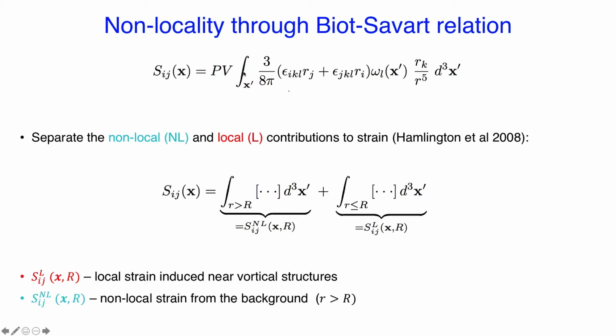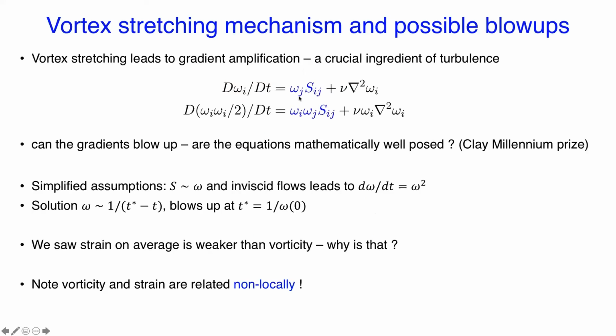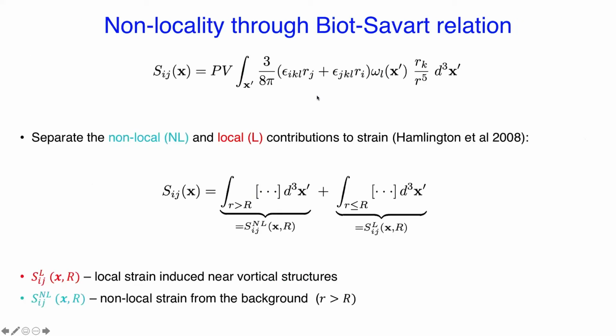So this integral is essentially a global integral over the entire domain. So even though at every point we are writing this omega j S ij, the relation between the two is actually connected through the entire flow, which is to be expected because we are looking at incompressible flows. Some people would express the non-locality through the pressure field, but as I'll show, this one also works. In fact, it works in a better way.